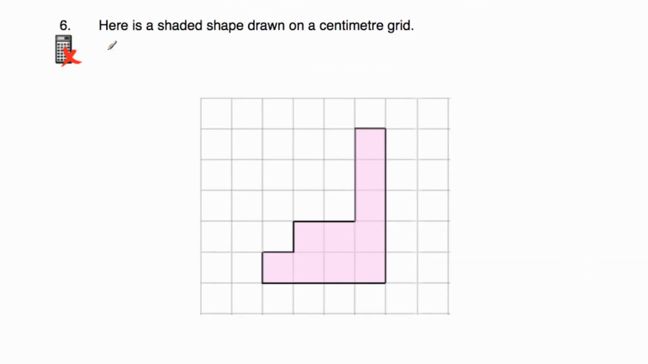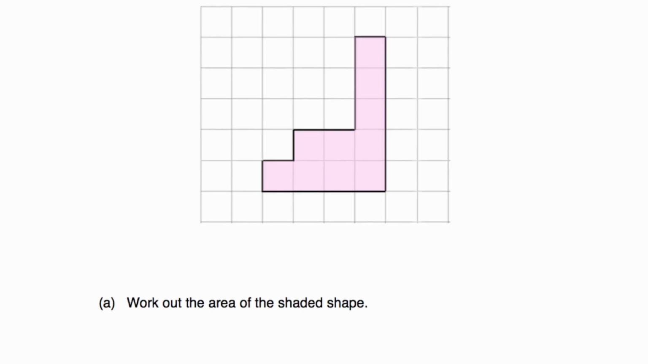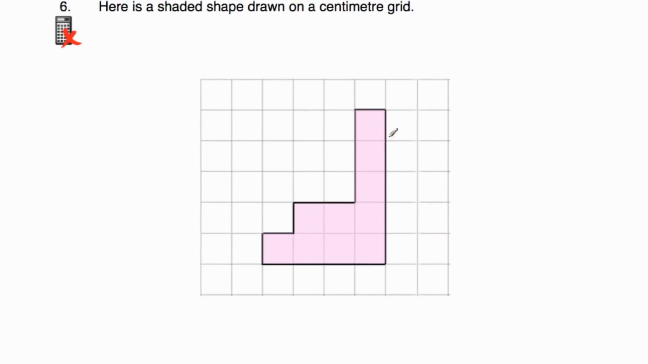Okay, so here's question 6. Question 6 says a shaded shape is drawn on a centimetre grid. So again, each one of these squares measures 1 centimetre by 1 centimetre. And part A says work out the area of the shaded shape. So let's just find its area. Let's count the number of squares.